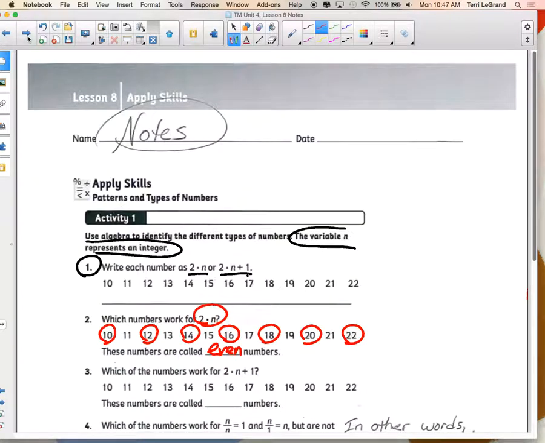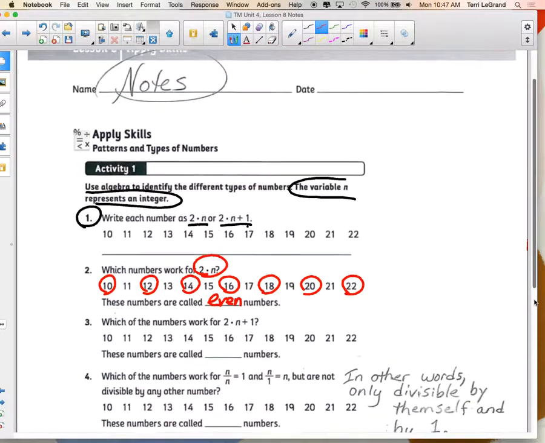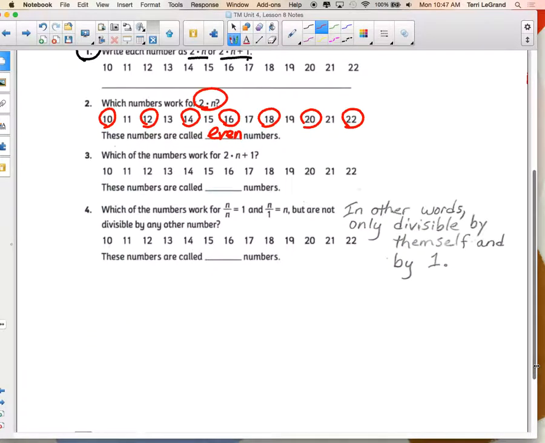Okay, let's go to number 3 then. In number 3, you're supposed to circle all of the numbers that worked in the 2 times n plus 1 column. Which ones are in that one? So get those circled. And what are these numbers called? These are the odd numbers. These numbers are called odd numbers.